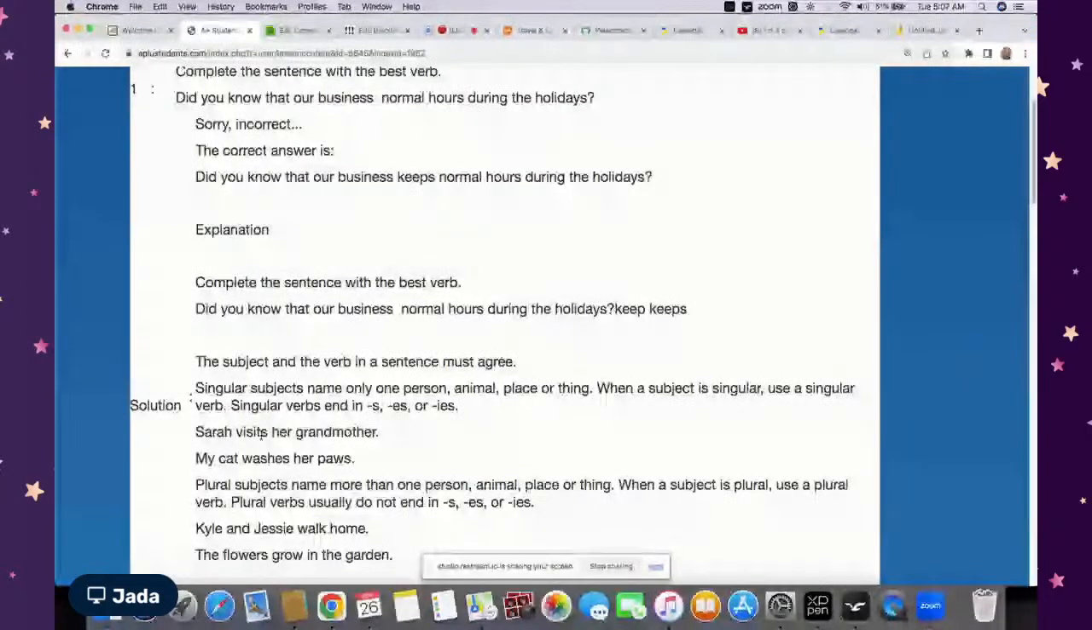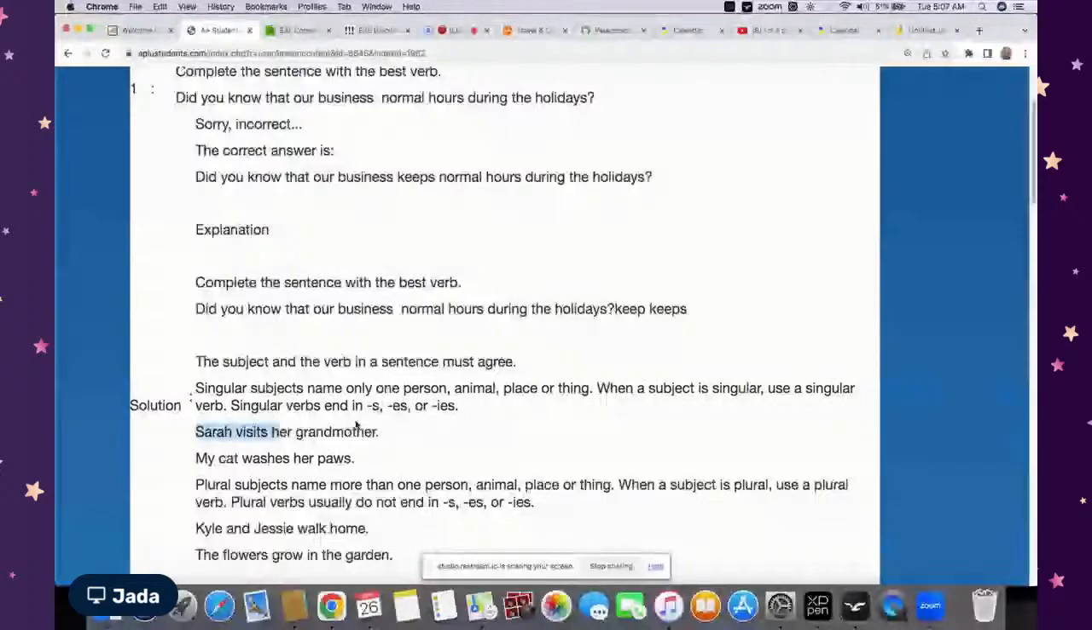And then why is it having s? Because it's a singular verb, and then the singular verb will go with what? The singular subject. So we have Sarah, which is just one. Okay, one person. It's not two or three. No, just one person, right? So singular subject and then singular verb. Sarah visits her grandmother.